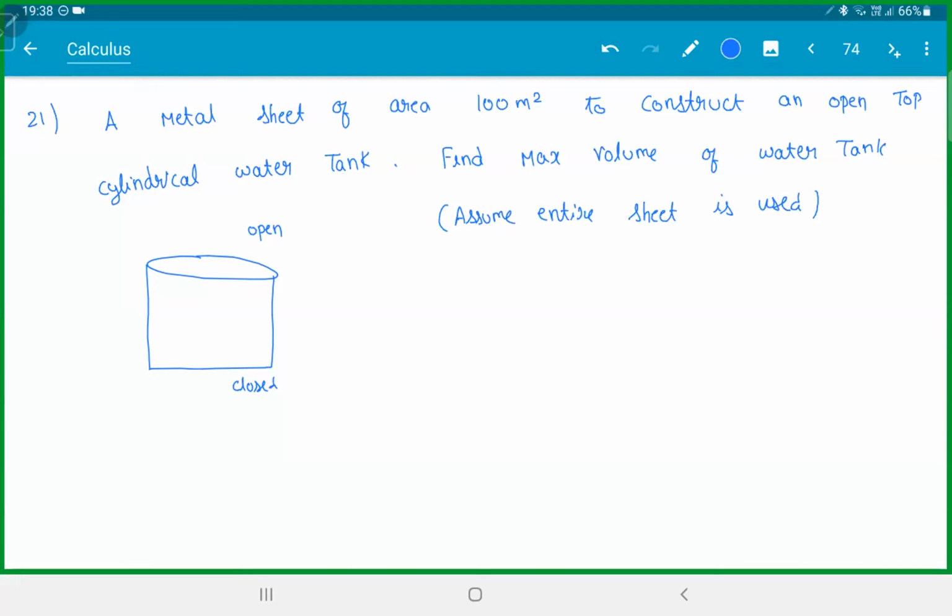So here what remains the same? The surface area. Remember the tank is not fully closed. Upper is empty. Just to give an idea, the tank is made of one hollow cylinder like this, and at the bottom you have a disc also. So you have to make one disc at the bottom and one hollow cylinder. That is your water tank filled with liquid. If you had closed it too, there would have been two discs. That is the only difference.